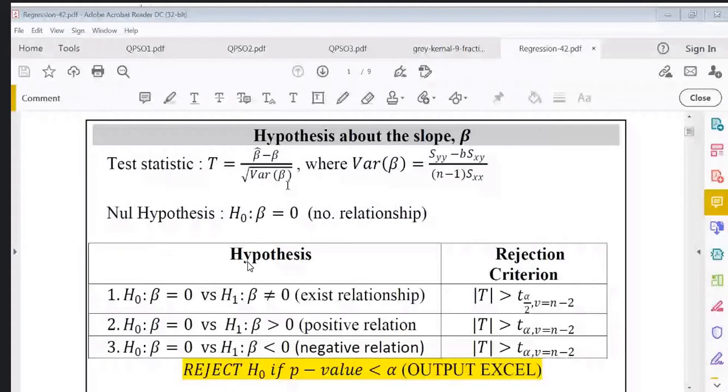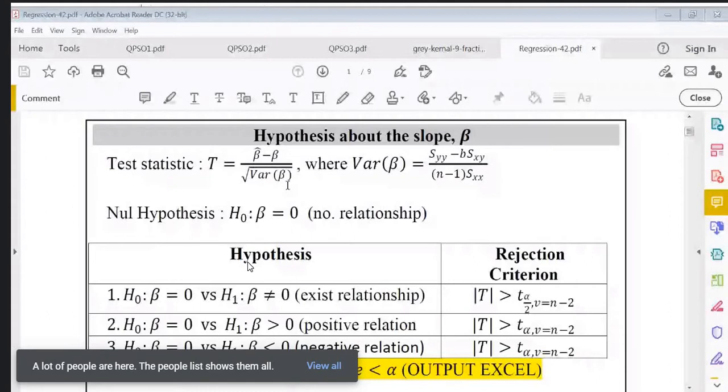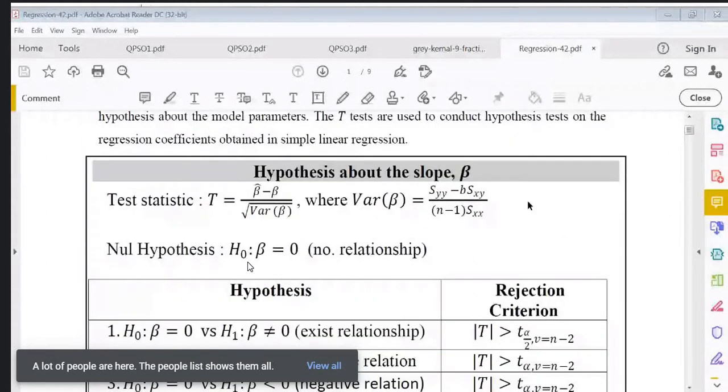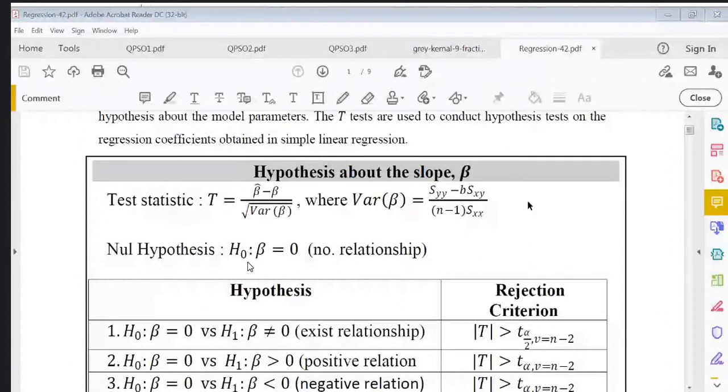If you see this one, when beta is 0, when the slope is 0, it means no correlation. When the slope is not 0, beta is not equal to 0.